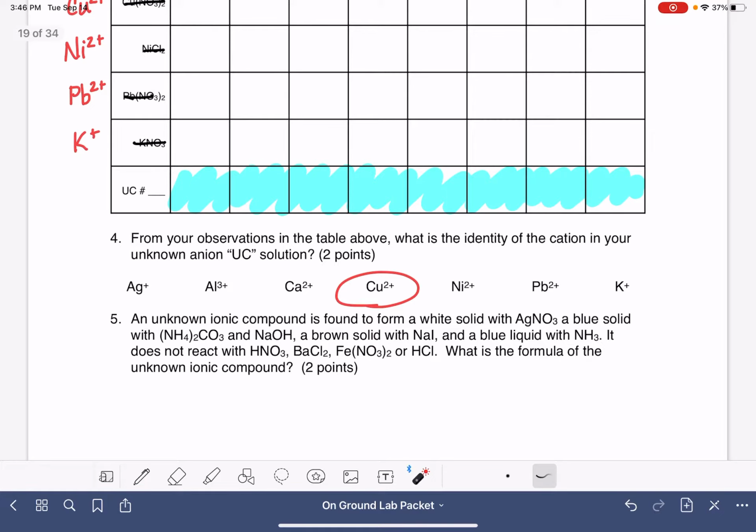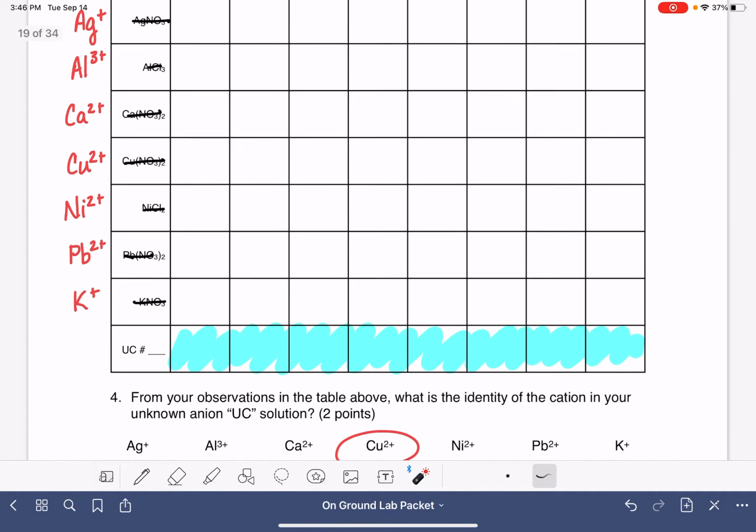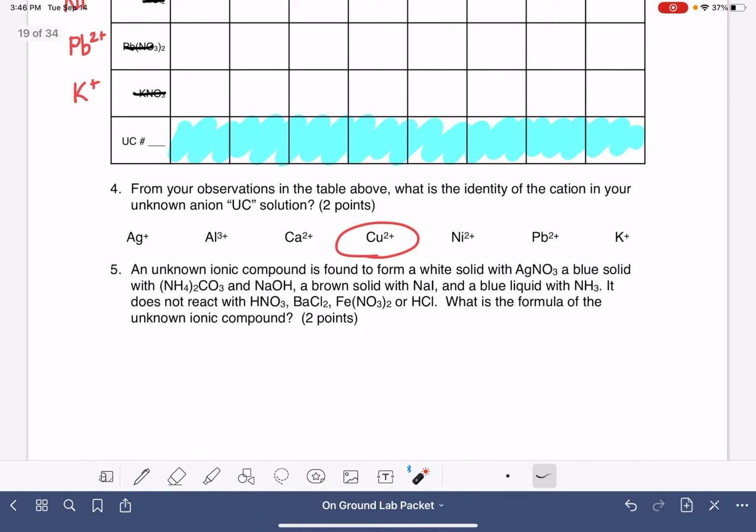This next question is really the only hard part on this post-lab. This is giving you a scenario where you're going to apply these tests that you did. This is getting you ready for the next couple of weeks of lab. This is telling us that we have an unknown ionic compound. By saying ionic compound, this means that we have both an unknown anion and an unknown cation. So we have two unknowns together, an anion with a cation. And it's giving us some information about observations of the unknown anion and cation. For example, the first thing that we see is that it forms a white solid with AgNO3.